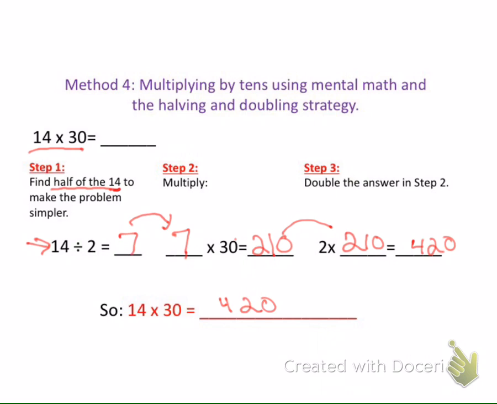It's a lot easier to multiply 7 times 30 than it is 14 times 30, because all I really need to do is 7 times 3 and add the 0 at the end. So step 2 was multiply. Now that I have an answer of 210, I need to double the answer that I got in step 2, which is 210. 2 times 210 gives us 420.